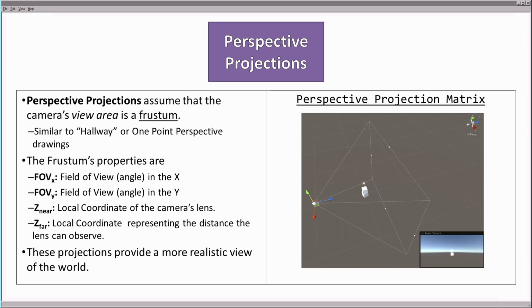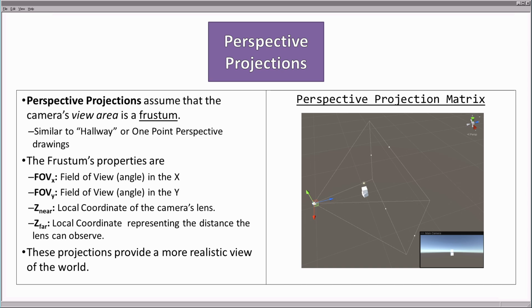Perspective projections assume that the camera's view area is a frustum, similar to hallway or one-point perspective drawings. It is one way we can represent the visual element of form or the 3D properties of an object. The frustum's properties are a field of view x, which is the field of view angle in the x direction. The field of view y is the field of view angle in the y. Z near is again the local coordinate of the camera's lens. Z far is the local coordinate representing the distance that the lens can observe.